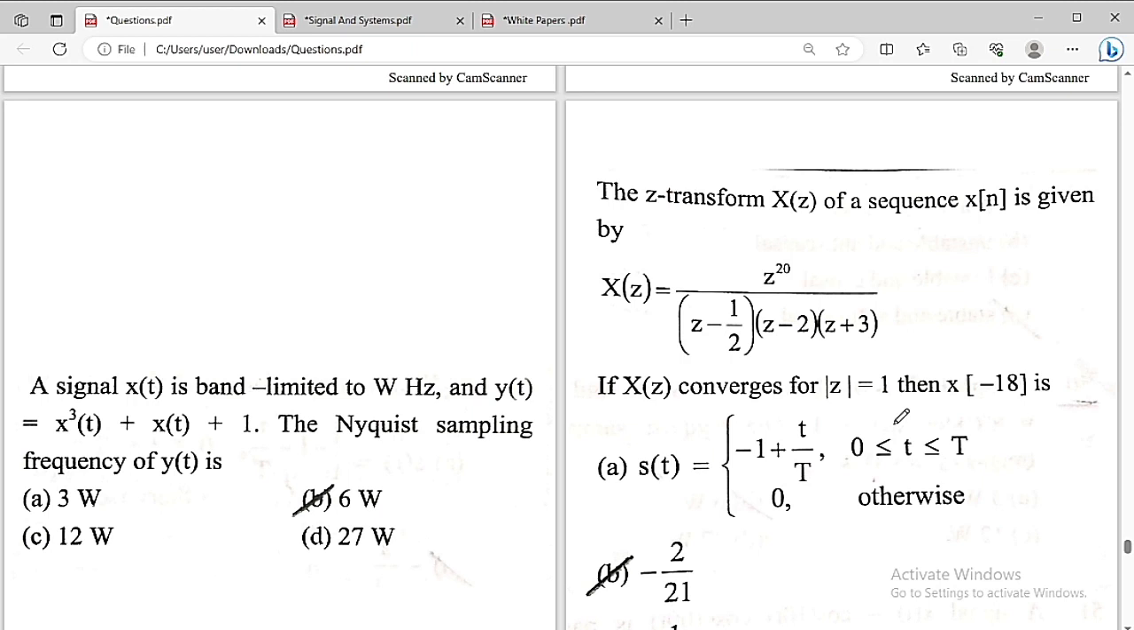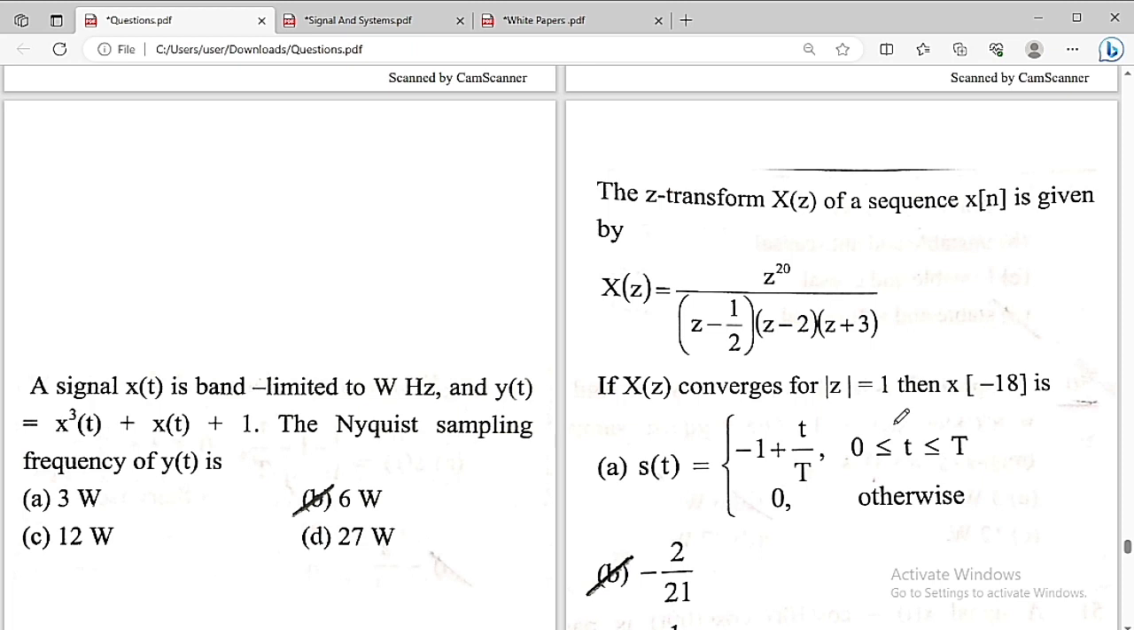So you see clearly there is some discrete signal x of n. If I do the Z transform on that, I have got the X of z which appears here: z to the power of 21 over (z minus half) into (z minus 2) into (z plus 3). If X of z converges for mod z equal to 1.